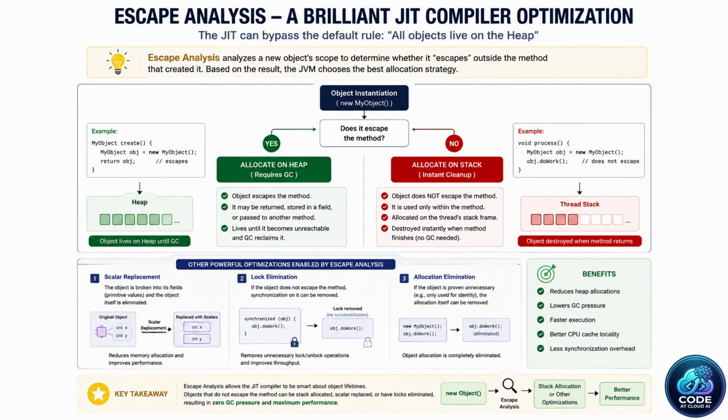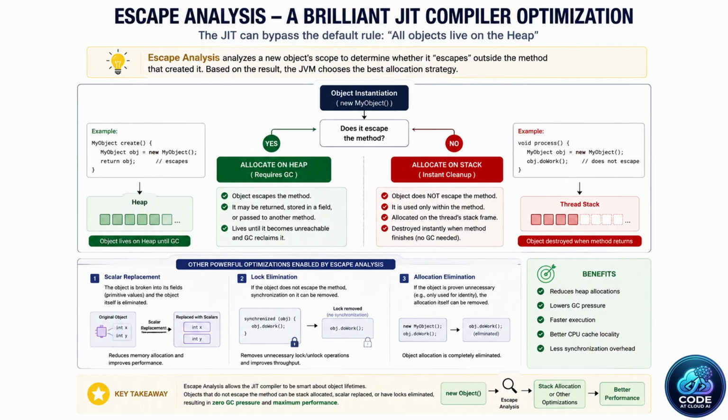If the object remains strictly internal to the method, the JVM can perform stack allocation. This places the object directly onto the thread's stack frame, meaning it is instantly destroyed the moment the method finishes, putting zero pressure on the garbage collector. It can also break the object apart via scalar replacement or eliminate unnecessary synchronization locks.